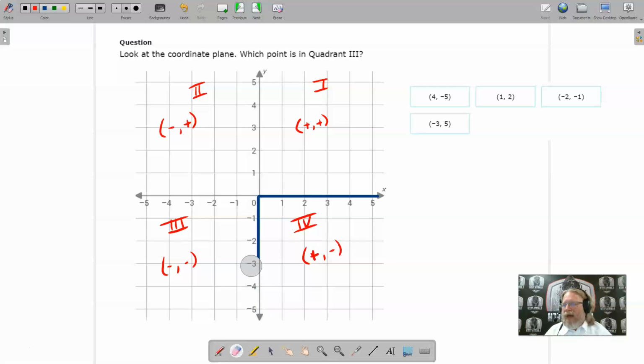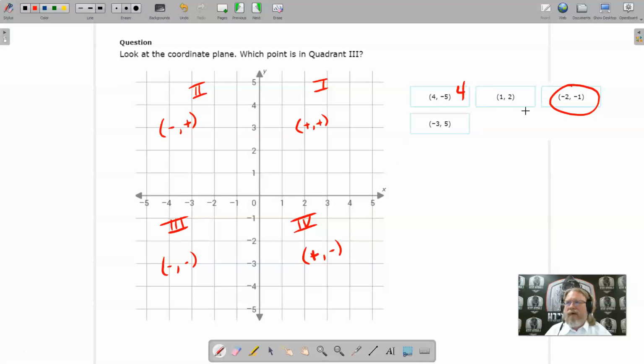Now, with that piece of information, I wouldn't actually have to plot all of these points up here. I could just look for the one that matches the question. So which point is in quadrant 3? So quadrant 3, I know I'm looking for negative, negative. Positive, negative, positive, positive, negative, negative. Bam, there it is. What about this one here? Negative, positive, nope. So this first one here matches up with what quadrant 4 is.